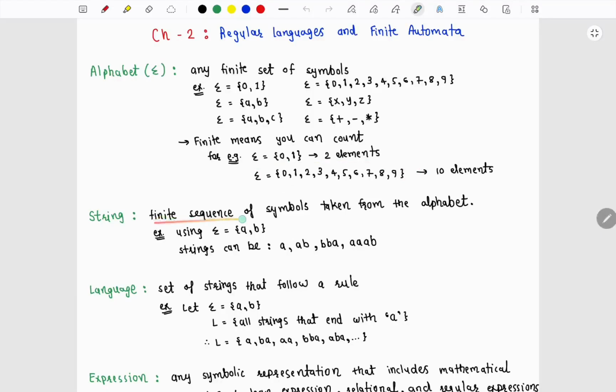What is string? Finite sequence of symbols taken from the alphabet. For example, if we take alphabet A, B, then what are the strings? Strings can be A, AB, B, A, triple A and B, etc. What does it mean? String means any type of symbol. String means symbols taken from the alphabet. Here triple A, B is taken from this alphabet.